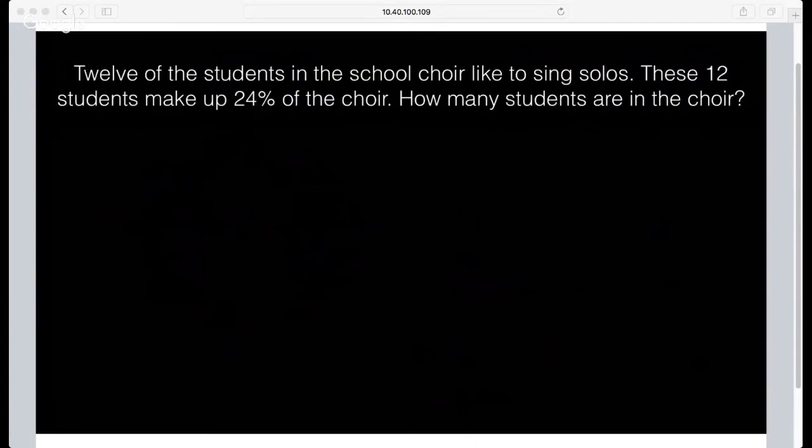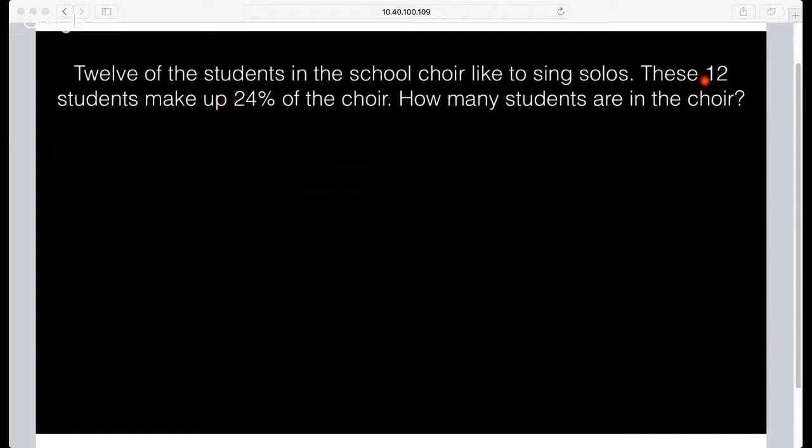Let's skip ahead a little bit here. Okay, let's try this one. 12 of the students in the school choir like to sing solos. Okay, we're dealing with students in a school choir singing solos. 12 students in a school choir like to sing solos. These 12 students make up 24% of the choir.